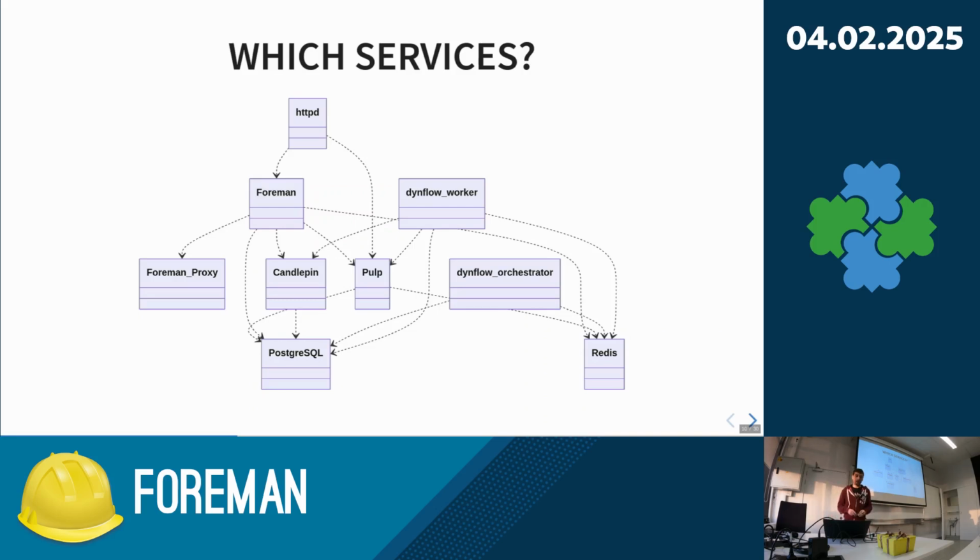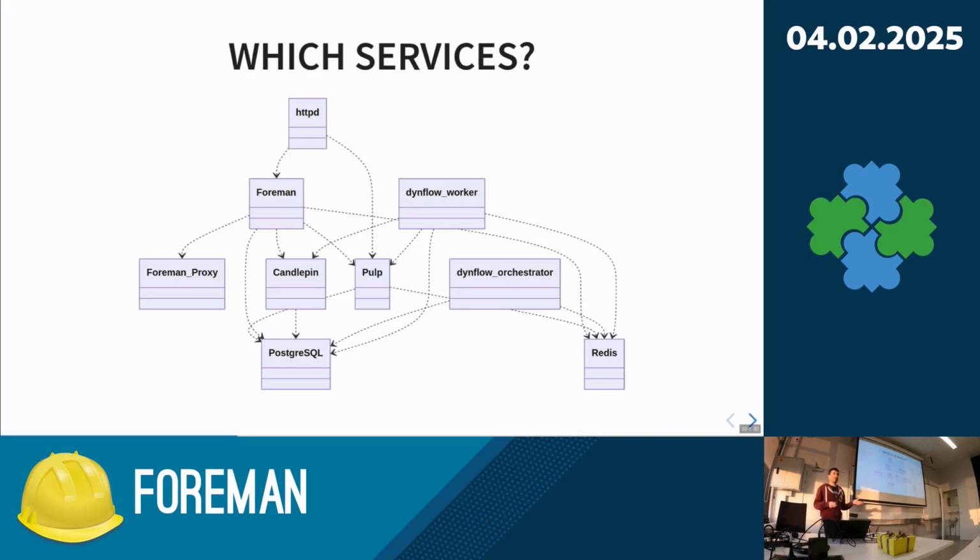So there's a lot of things that need to be replaced. And today, each of those boxes is a systemd service. Pulp is actually 3 services, and Dynflow workers, we also have multiple of them. But for simplicity, let's assume that's how it looks like.